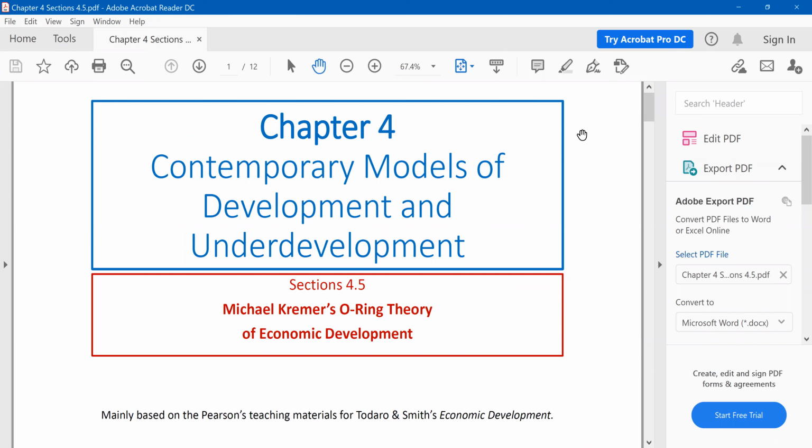Yeah, so this is from section 4.5 of your textbook. I already posted a separate reading for this theory. You can also check the paper by Michael Kremer. It's a technical paper, but you can read some non-technical parts. You can read the introduction and conclusion.